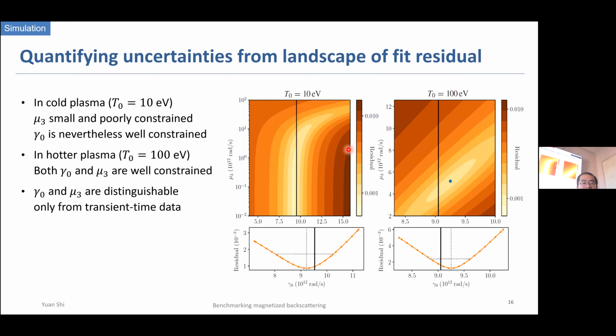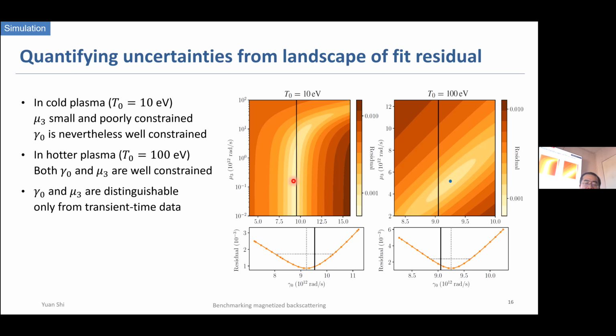We also want to quantify the uncertainties. Here, in the color plot, the x-axis is the growth rate and the y-axis is the damping rate. You can imagine that if you have a stronger damping, that may look like a smaller growth, right? So there's some kind of degeneracy. You may wonder, is the growth really that small, or is it because the damping is too strong, so you overwhelm the growth? So we want to be able to separate them out.